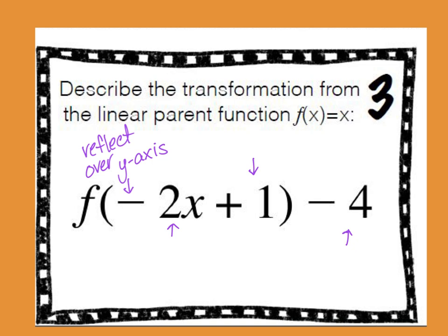All right, now let's look at the 2. So we're talking horizontal, right? Is this line going to be getting steeper or flatter? Steeper. Okay, so that means we're actually going to have to do what to that line? Compress it. So this is a horizontal compression.